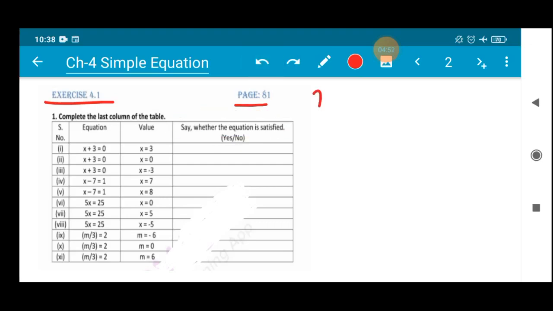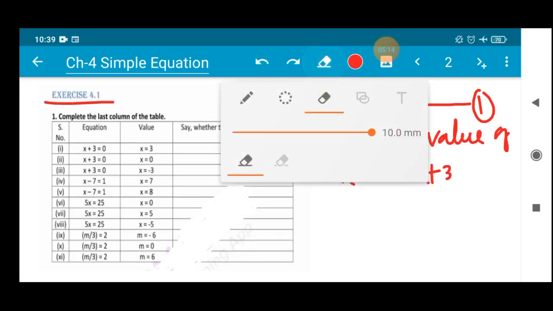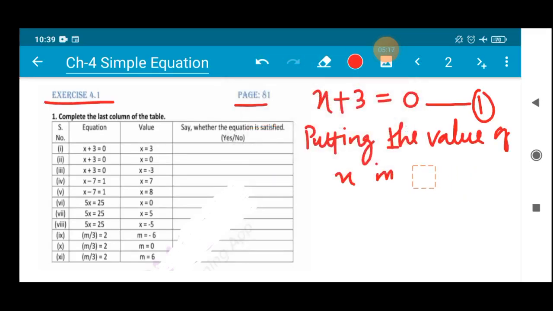Here the equation is given: x plus 3 is equal to 0. The value of x is also given, that is 3. Let us put the value in. Putting the value of x in x plus 3, you may simply write equation 1. Why write the whole equation? It will be hectic. In your higher classes you are going to deal with it in this manner only. So in equation 1, x is 3, so 3 plus 3 is equal to 0.